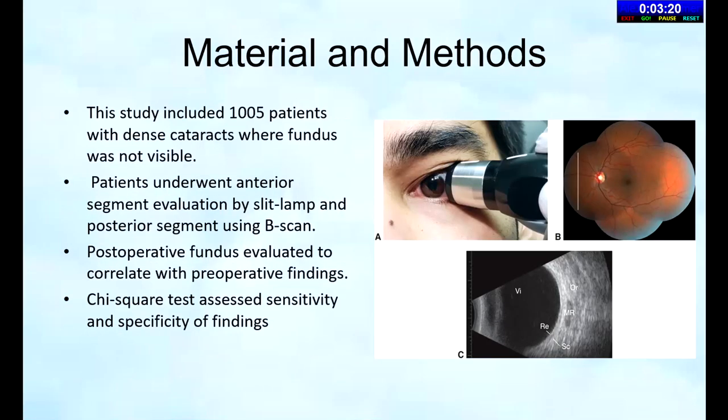Material and method. This study included 1,005 patients with dense cataract where fundus was not visible. Patients underwent anterior segment evaluation by slit lamp and posterior segment evaluation using B-scan. Postoperative fundus was evaluated to correlate with preoperative findings. Chi-square test assessed sensitivity and specificity of findings.